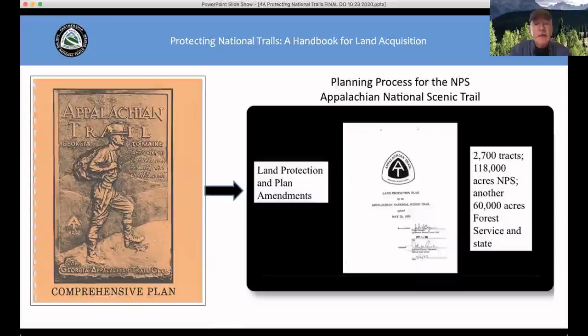This is the planning process for the Appalachian Trail. It started with the comprehensive plan in 1981, went through a series of site-by-site analyses where the Appalachian Trail Project Office, as it was called, did analyses of segments of the Appalachian Trail. Once those analyses were complete, they were incorporated into the land protection plan, and it was subsequently amended time and time again, ultimately resulting in the protection of almost 3,000 tracts of land, 120,000 acres of land.